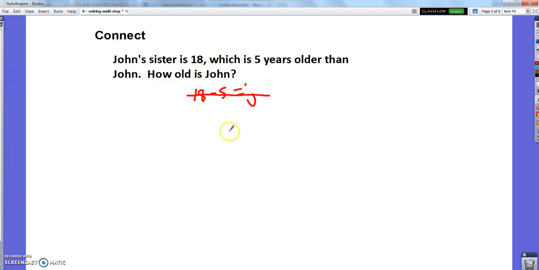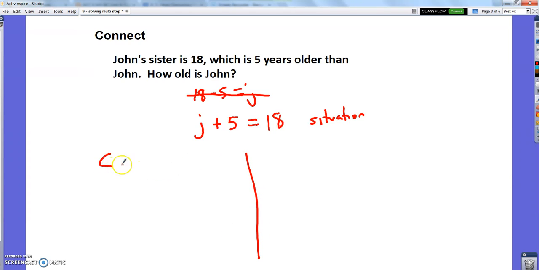So what I know here is that John's age plus 5, since his sister's older, John's age plus 5 equals 18. That's my equation for the situation. I want to find J. 2 ways I can do that. Common sense. 13 plus 5 equals 18. I know that. So J equals 13. Or that inverse operation strategy.